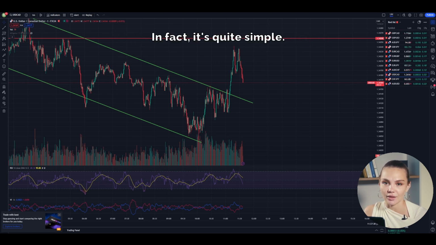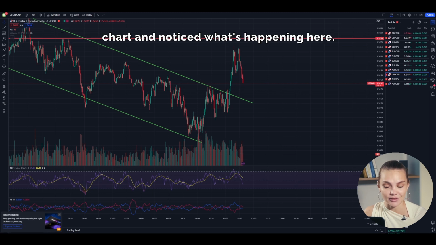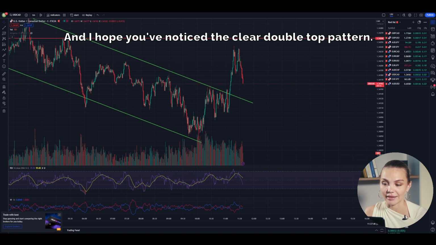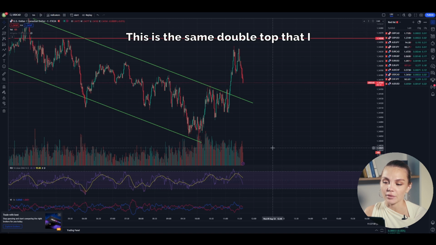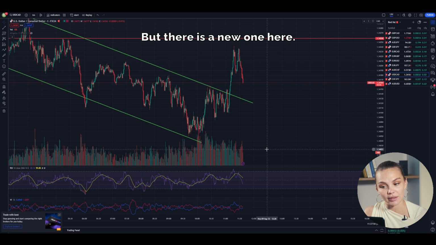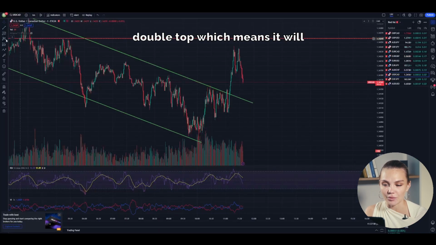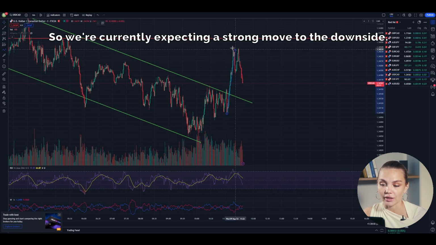In fact, it's quite simple. I hope that everyone has already carefully examined the chart and noticed what's happening here. And I hope you've noticed the clear double top pattern. This is the same double top that I profited from in the first trade. But there is a nuance here. During this time, the price broke the support level of the double top, which means it will continue to fall. So we're currently expecting a strong move to the downside.